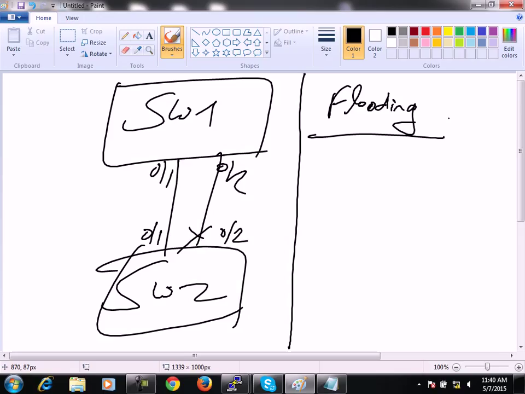So if you talk about a broadcast frame, it means the destination MAC address will always be a broadcast address, right? But if you talk about flooding, it can happen for any type of frame. It can be a unicast frame, a multicast frame, as well as a broadcast frame.